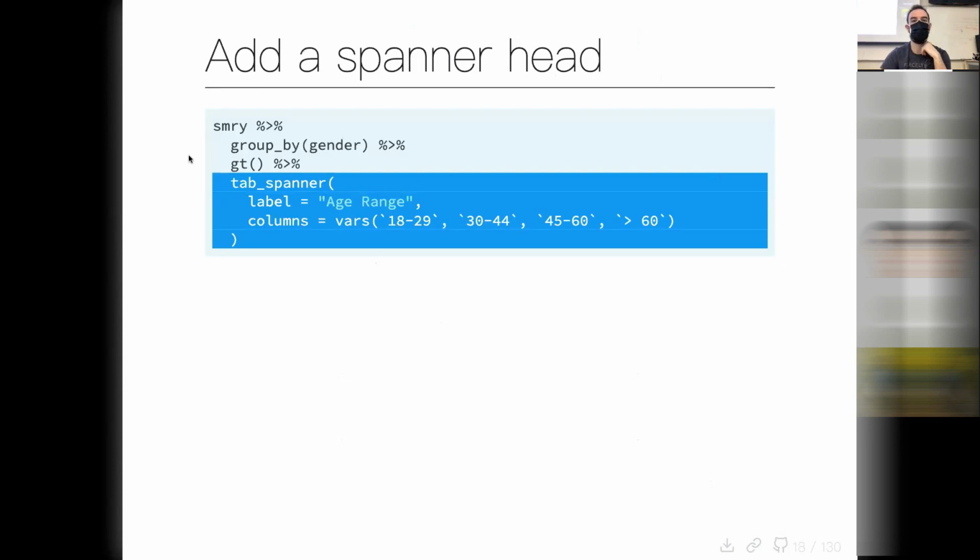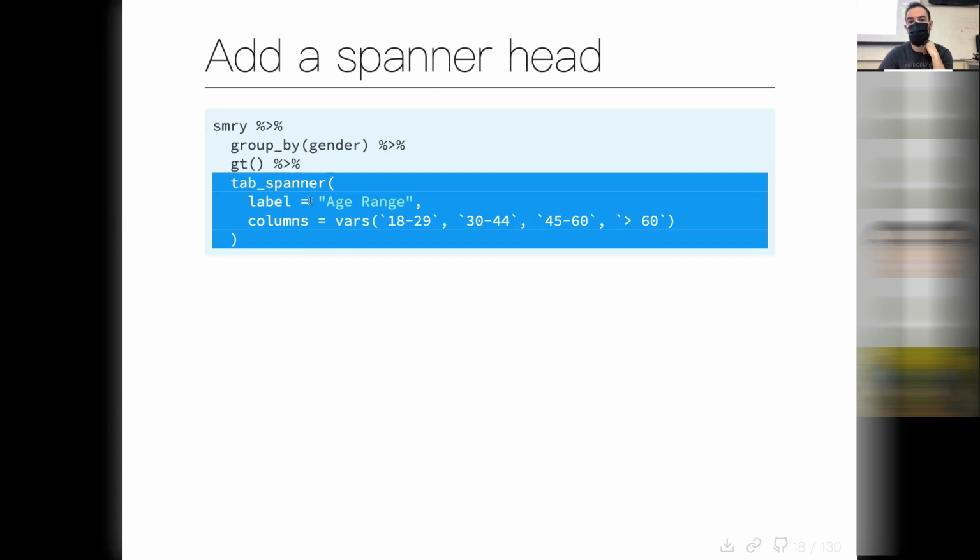So how we do that is after GT, now we're going to pass that to tab_spanner. Okay, everything in GT starts with tab_, pretty much everything anyway. Just like in stringr, everything starts with str_. It's the same thing here. All the main arguments that you're going to supply to GT start with tab_ something. Okay, so tab_spanner is going to give us a spanner head.